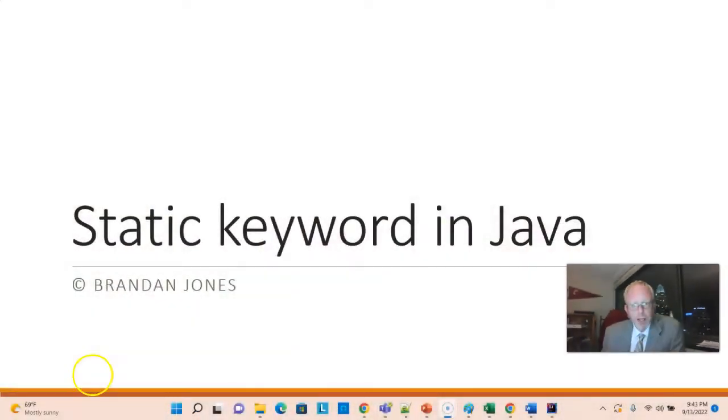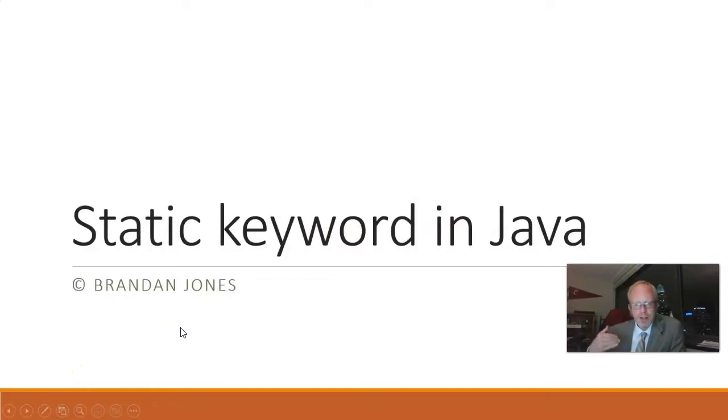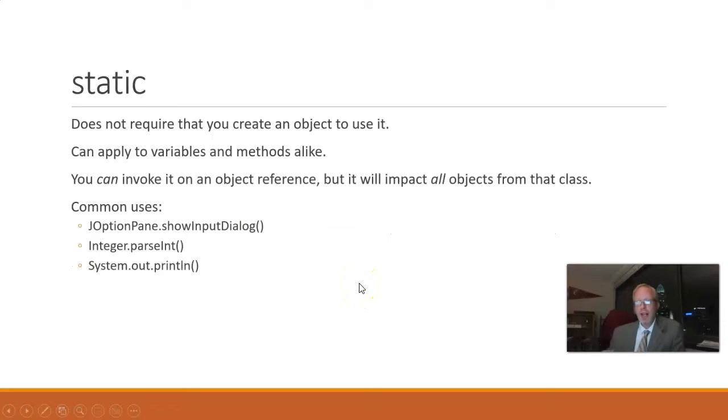In this video, I'm going to describe the static keyword in the Java programming language. Now, static only really makes sense if you understand what an object is and the difference between an object and a class, because static speaks right to that. A static variable or method, you can use it on a variable or a method, operates on the entire class and not on a single object instance.